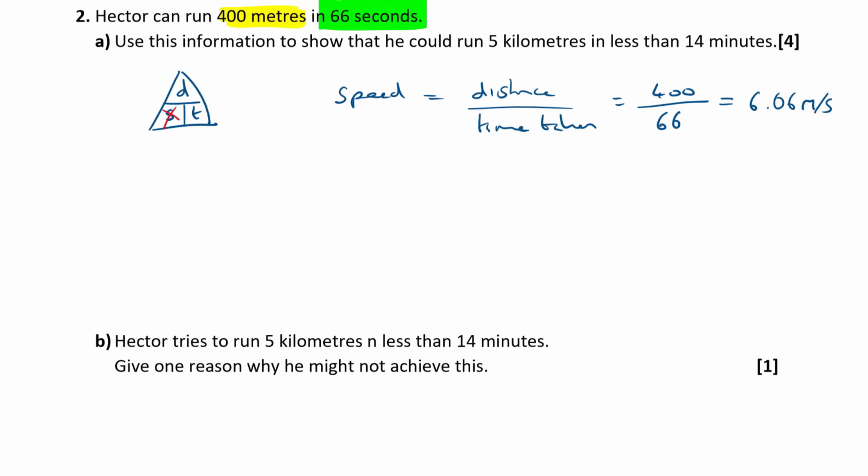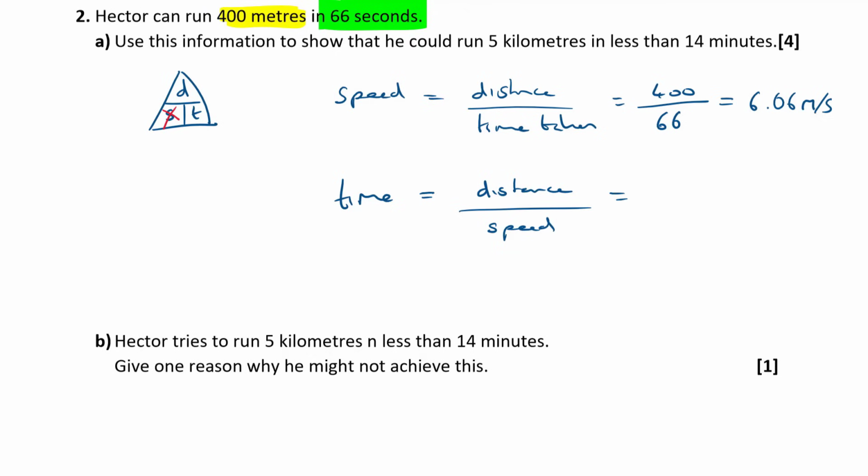So if we know that that's the speed, and I'm going to be running 5 kilometers, how long is it going to take me to run 5 kilometers at 6.06 meters per second? So then I want to find out time. Coming back to my triangle, if I covered up time, then it would be distance over speed, isn't it? So that's my next calculation. Time is equal to distance traveled over average speed.